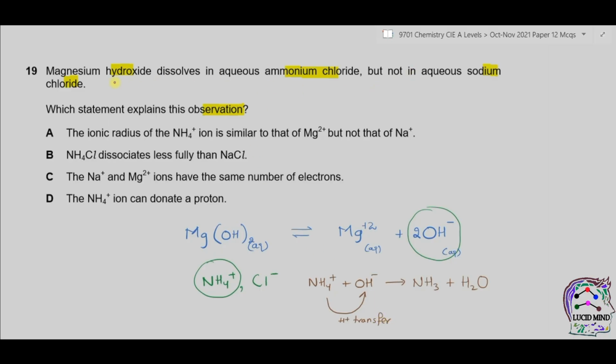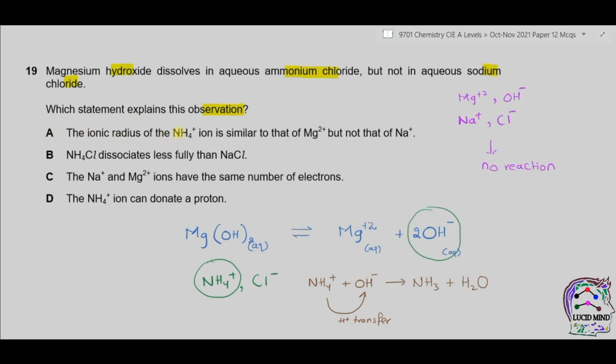Second thing is that it says magnesium hydroxide does not dissolve in aqueous sodium chloride. So in aqueous sodium chloride we have sodium ions and chloride ions. In magnesium hydroxide we have magnesium and hydroxide. So no reaction can take place, because the products sodium hydroxide and magnesium chloride are both highly soluble.